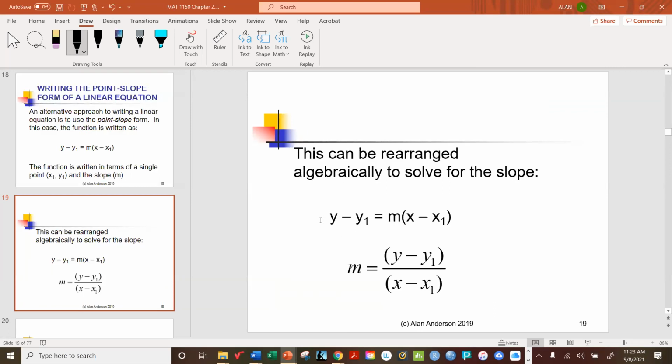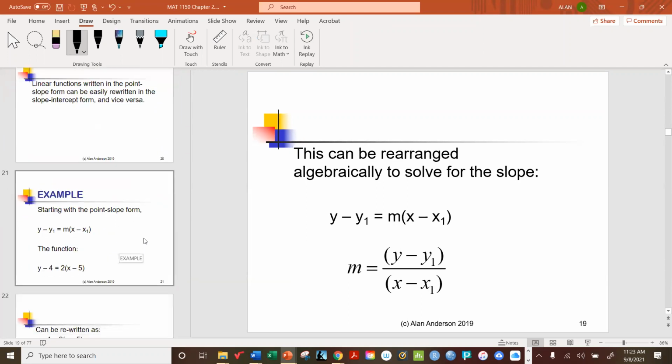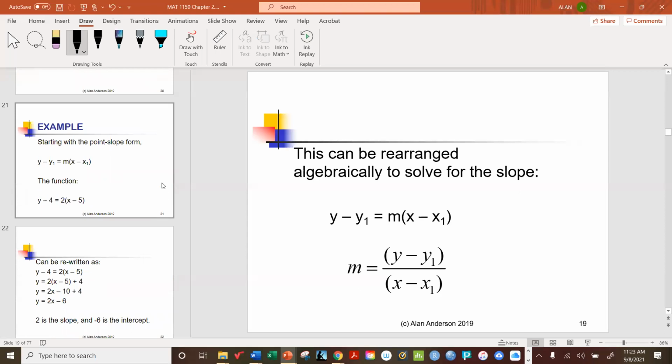And you can see that the way it's written, the slope is y minus y1 over x minus x1. So let's try one of these. And what we're basically going to do is turn this into our old familiar slope-intercept form, okay? So in other words, imagine if you bumped into this one.